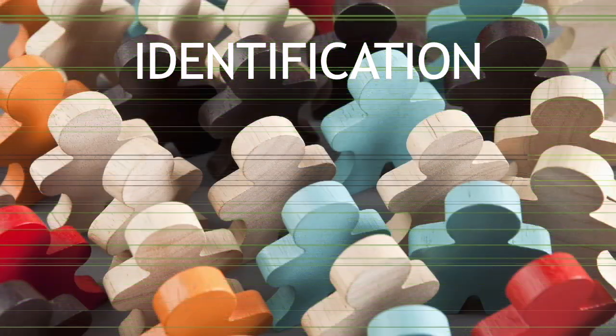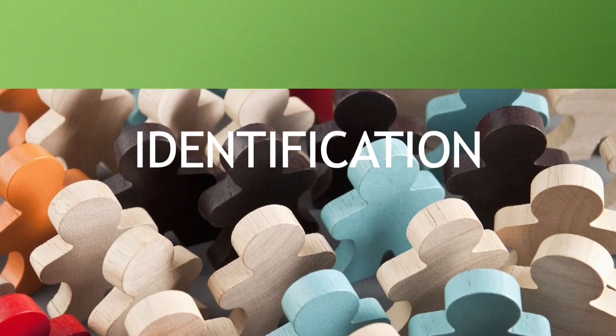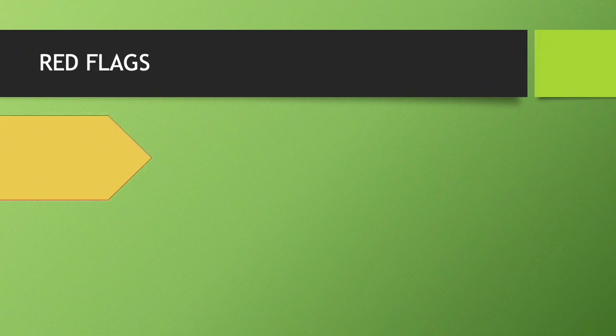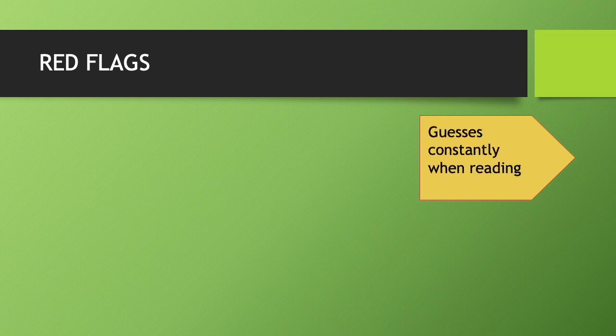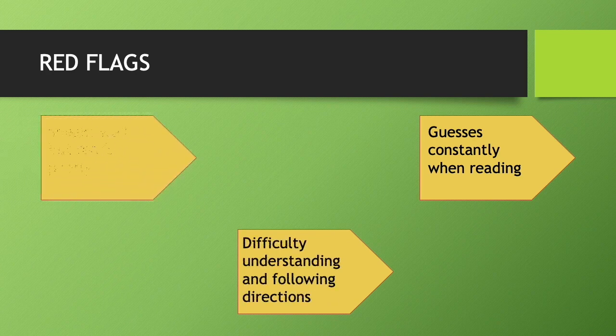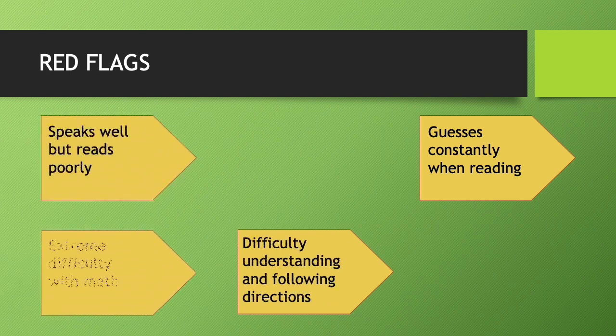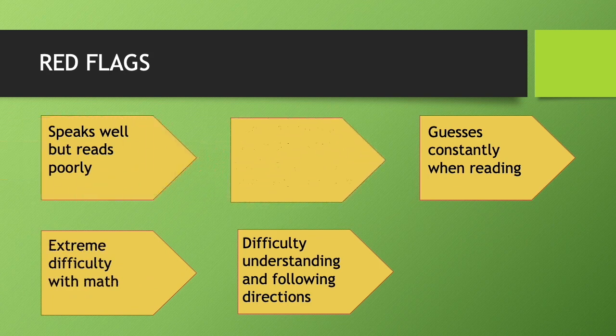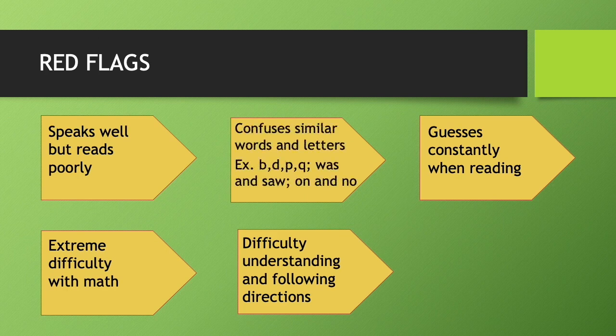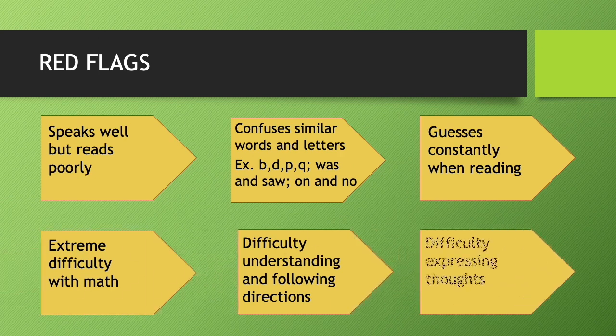So, how do we identify learning disabilities? Here are a few red flags. The child may guess constantly while reading. Perhaps they have difficulty understanding and following directions. They may speak well but read poorly. Possibly they have extreme difficulty with maths. Perhaps they confuse similar words and letters such as B and D, P and Q, or words that are similar such as was, saw, and so on. And another red flag, difficulty expressing thoughts.